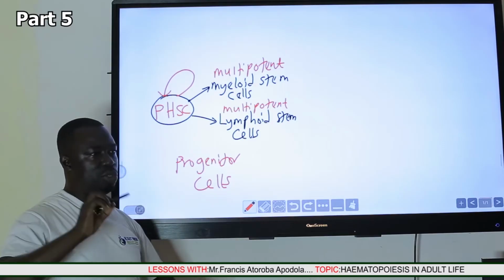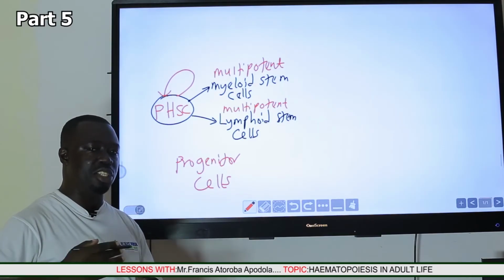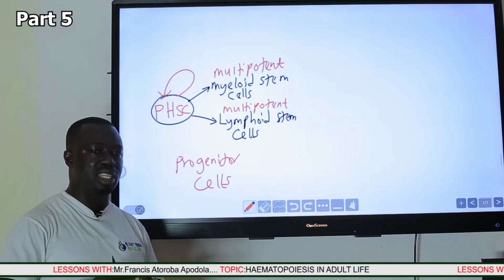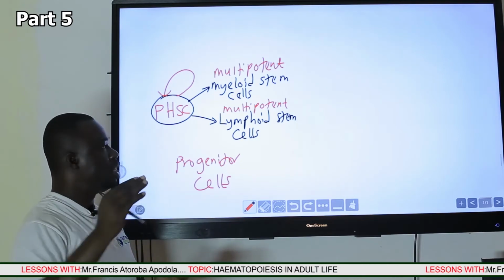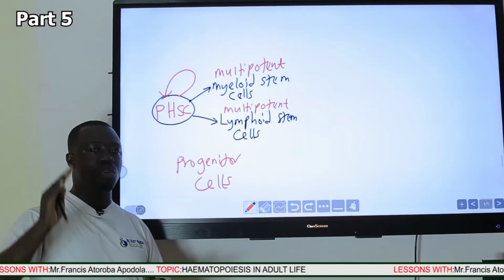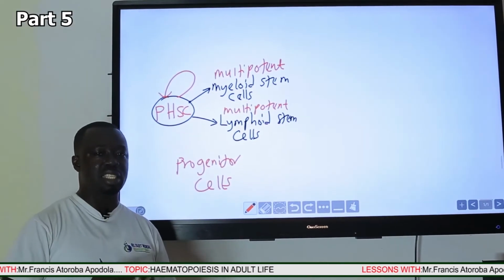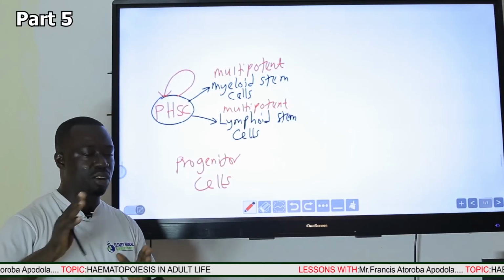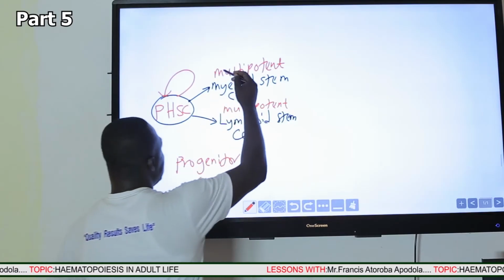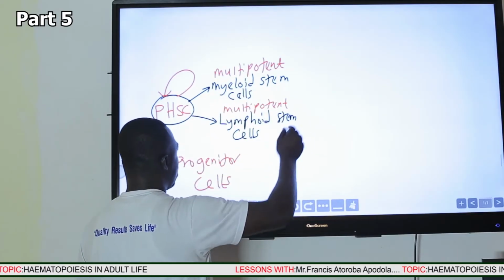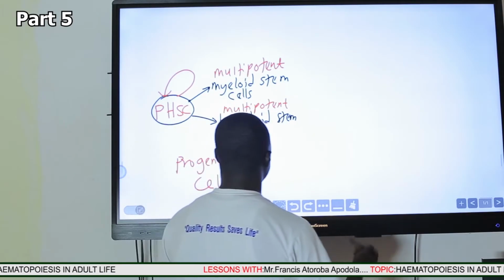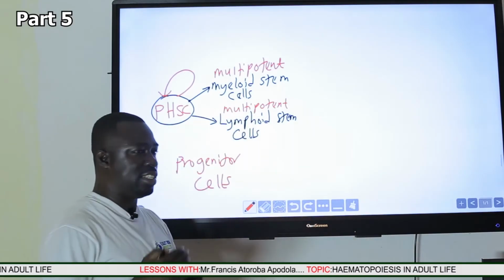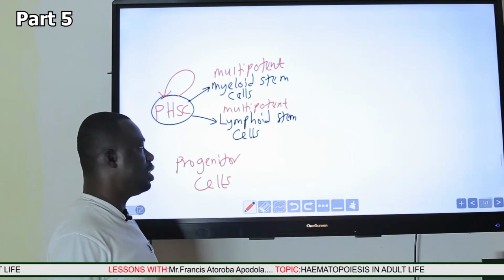It is important to note that the process of differentiation sends the cell from an unspecialized state to a more specialized version. So anytime a cell is undergoing differentiation, it is a step closer to becoming a specialized cell. And so these multipotent myeloid stem cells will undergo further differentiation and proliferation. Proliferation means an increase in number.